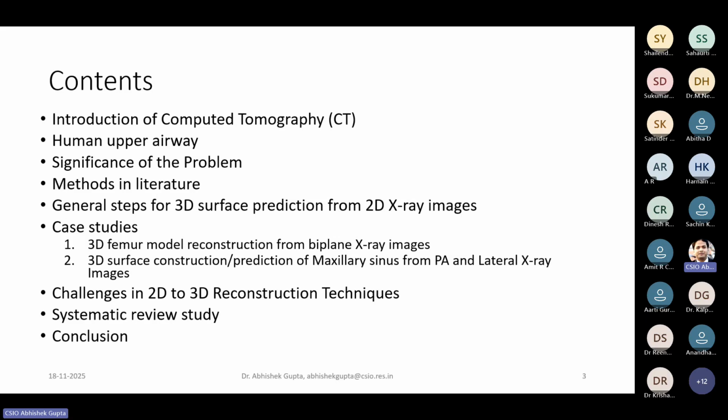Another case study will be based on my PhD student's work, on 3D surface reconstruction, or prediction, of the maxillary sinus from two X-rays, lateral and PA. Then we'll discuss some challenges of the 2D to 3D reconstruction technique. And after that, if time permits, we'll discuss a systematic review which we have completed on this type of work, and then conclude.